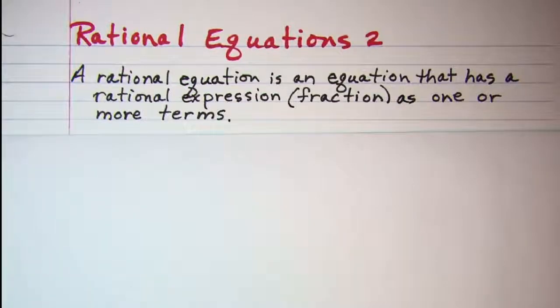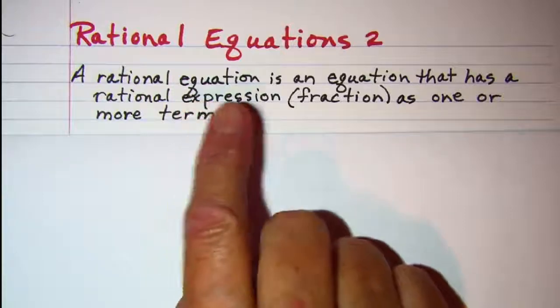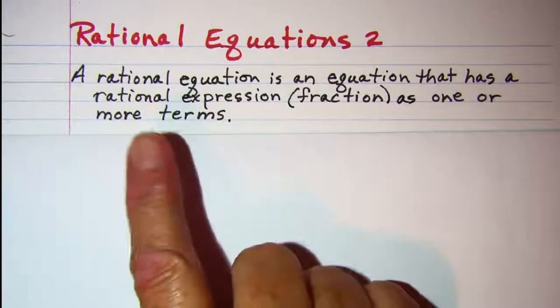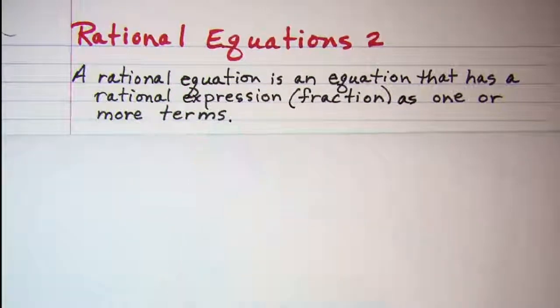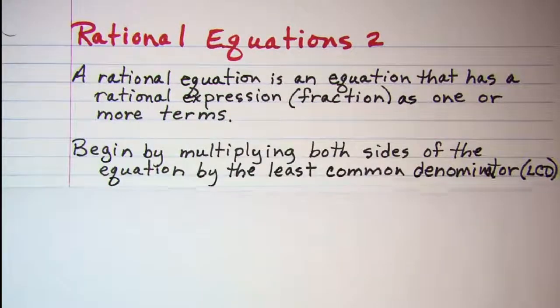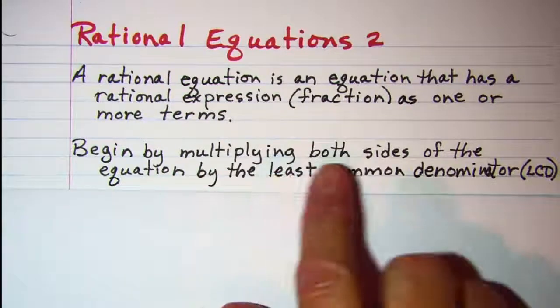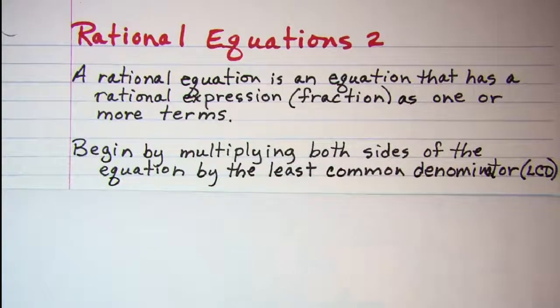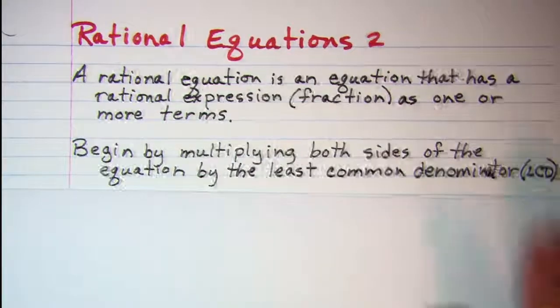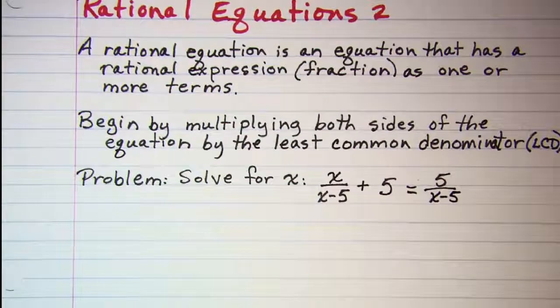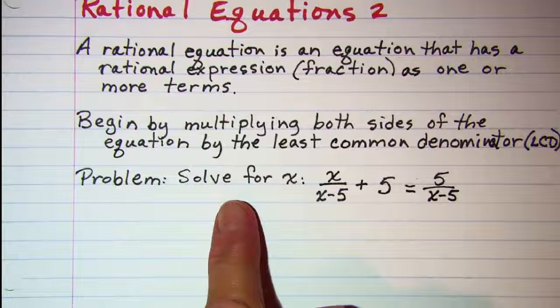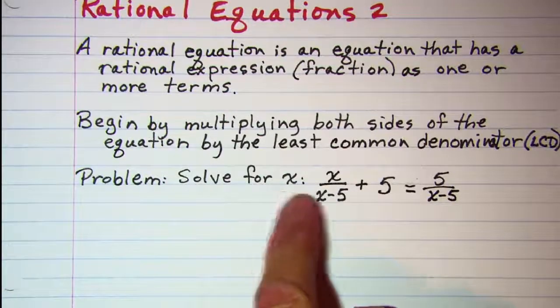In this video, we'll be solving a rational equation. A rational equation is an equation that has a rational expression, or fraction, as one or more of its terms. We will begin by multiplying both sides of the equation by the least common denominator, and I'll abbreviate that as an LCD. The problem that we'll be working with is to solve for x.